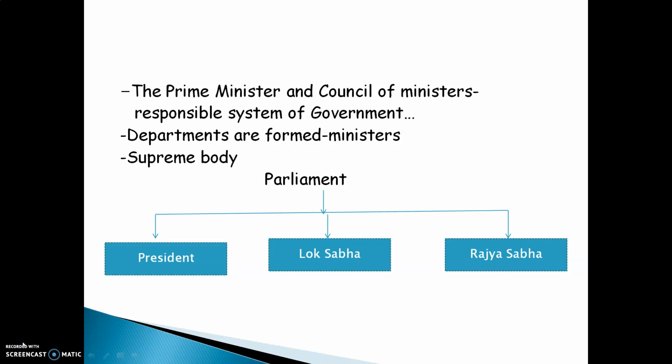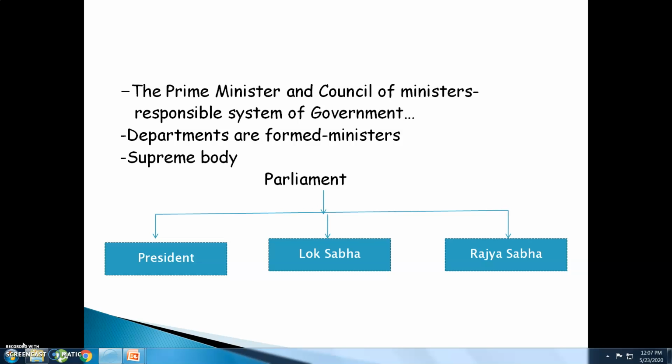The Parliament of India consists of President, Lok Sabha and the Rajya Sabha. Even though the country of India considers the President as the head of the country, the actual people who function or who run the country are the Prime Minister and the Council of Ministers, and that is why it is called a responsible system of government.